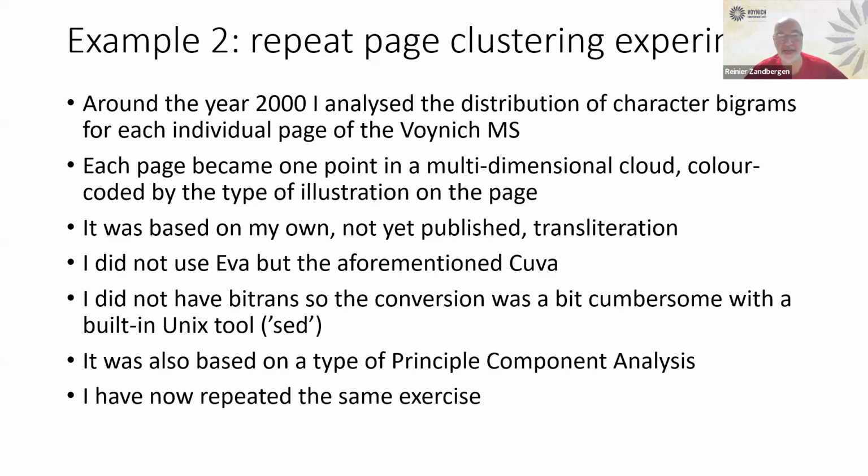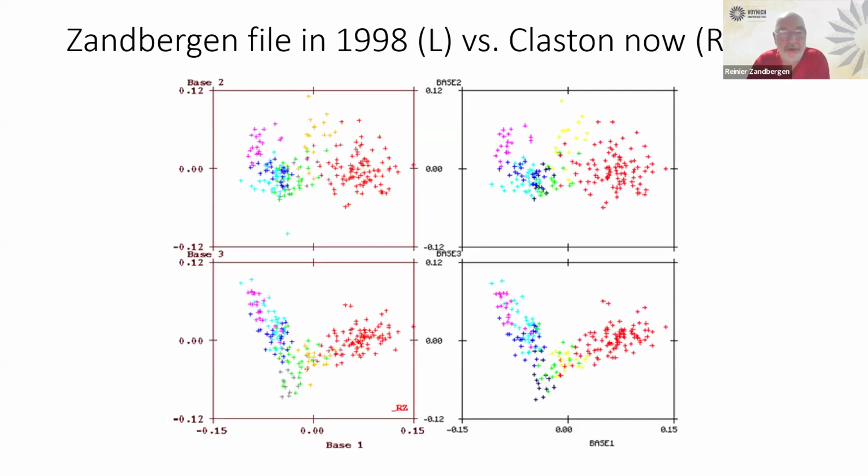The cloud was then analyzed using principal component analysis in order to project it on a plane. Now, with all the new tools and data, I repeated this exercise, and the result is shown here. On the left, the two figures above each other show the original figure based on the unpublished alphabet using the ad hoc tools. On the right, the two plots on the right-hand side of this page are new. They're based on the Claston transliteration and using the new format and the new tools. The two figures are extremely similar to each other. So it is now possible to repeat, after more than 20 years, an analysis using new data, using new formats, and come up with the same result. This is a very powerful set of tools to process the text.